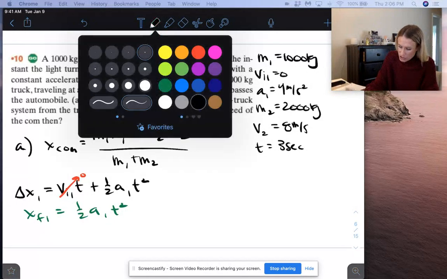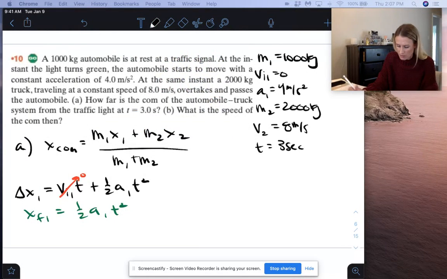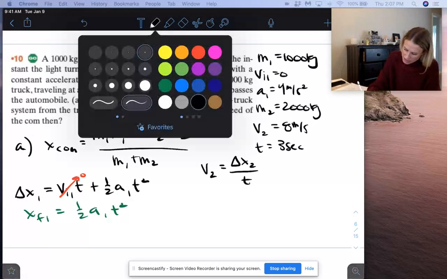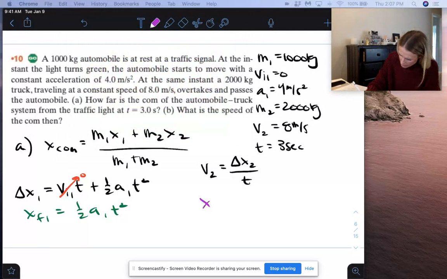Now for mass 2, I know that it is going at a constant velocity. So the velocity of mass 2 is equal to delta x2 over time. Again, for delta x, that's final position minus initial position. And we'll say that at time t equals 0, that's when mass 2 is passing mass 1. So that means the initial position of mass 2 is also 0, which means that if I solve this equation for my x final of 2, I get v2 times time.